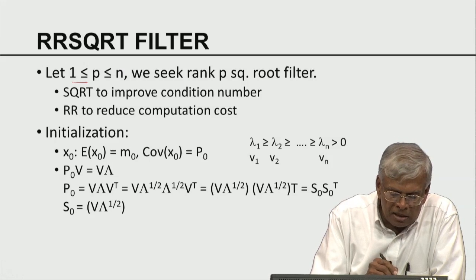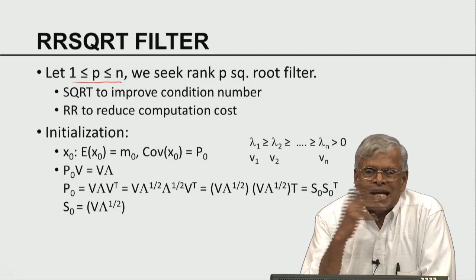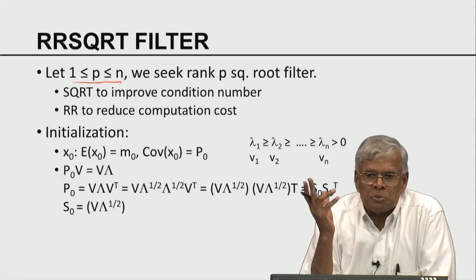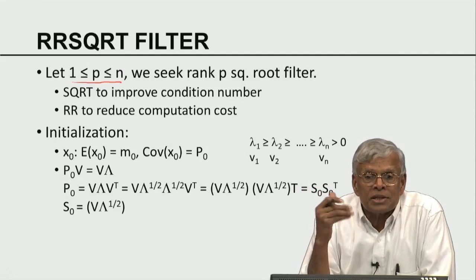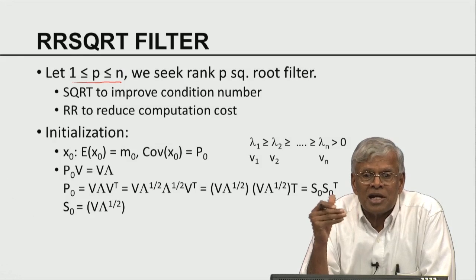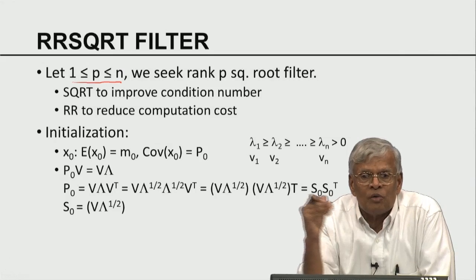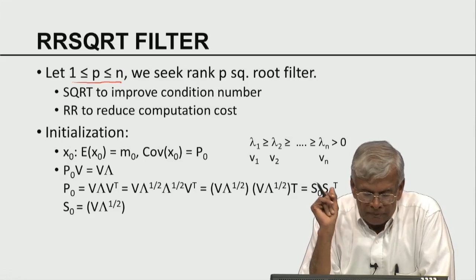Let p be a number between 1 and n. N is the dimensionality of the state space. So if p is less than n, I'm going to be talking about pth order reduced rank implementation of square root versions of the covariance filters.